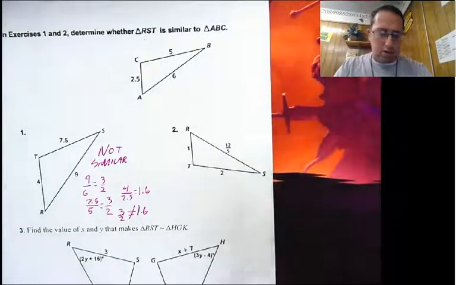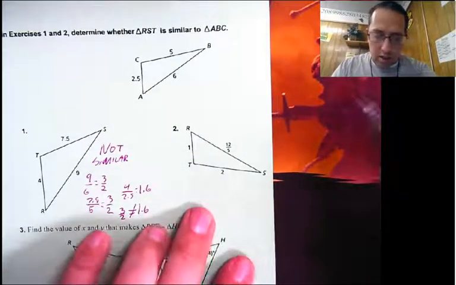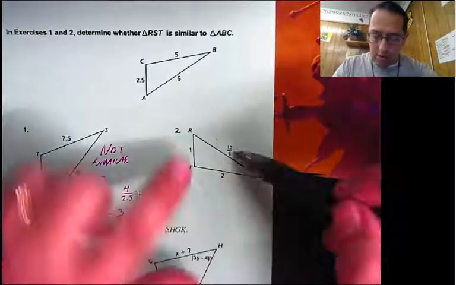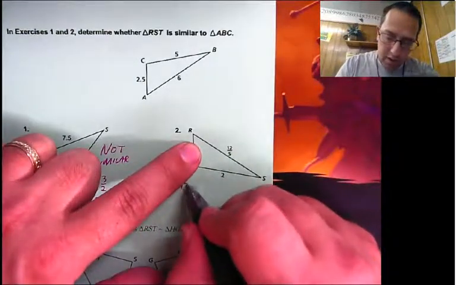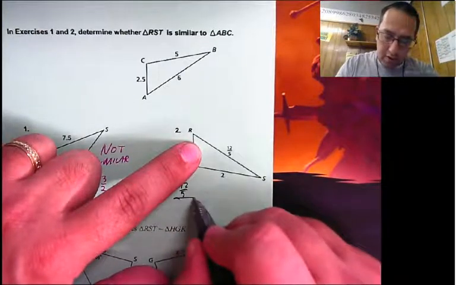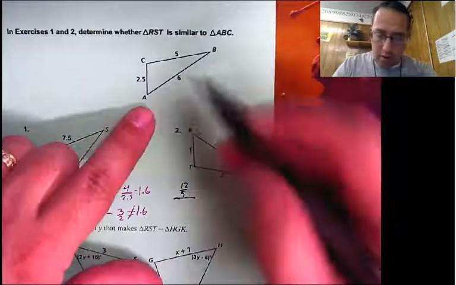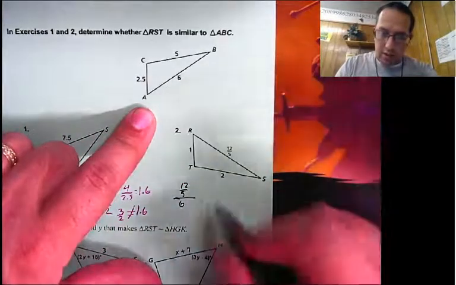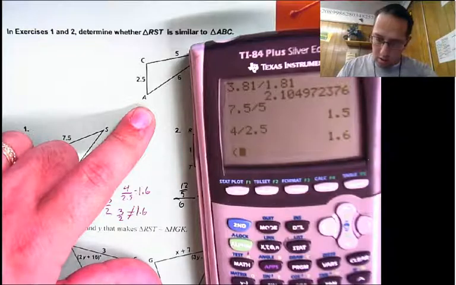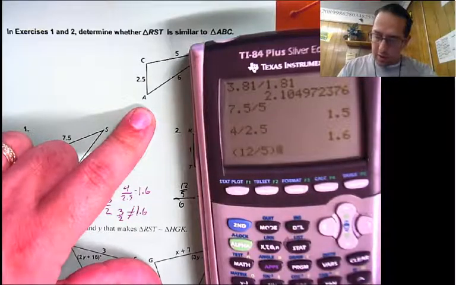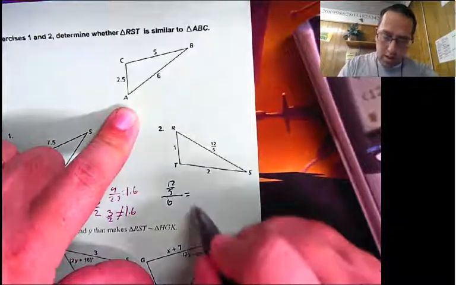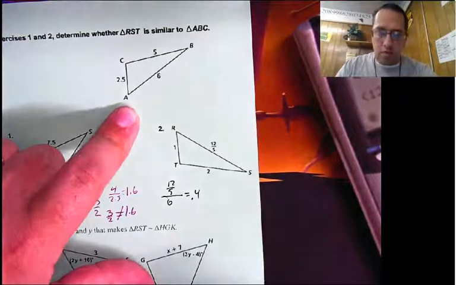Okay, let's try number 2. Maybe number 2 will work out for us. Let's see. First, we need RS goes with BC. So which one's RS? RS is right here. That is 12 over 5. And that's going to go, so 12 fifths over AB. AB is 6. That's a lovely little fraction. So again, I'm going to pull out my calculator because I can. So we have 12 fifths divided by 6. 0.4. Okay, let's see what's next.